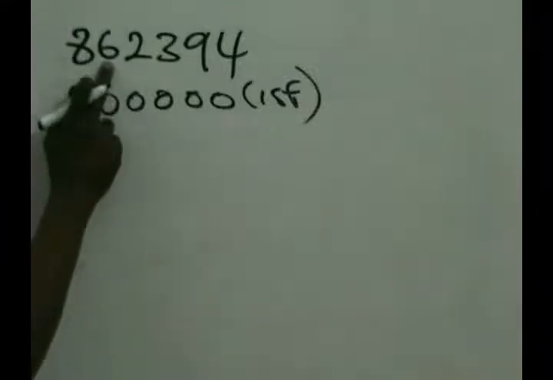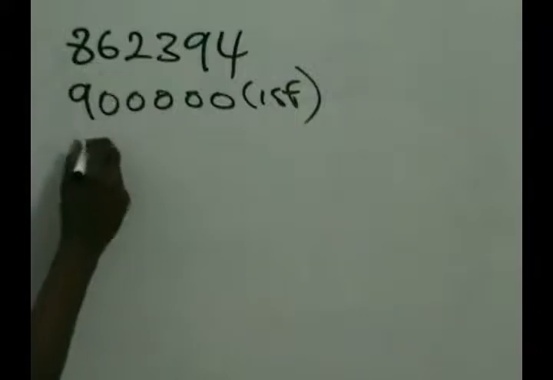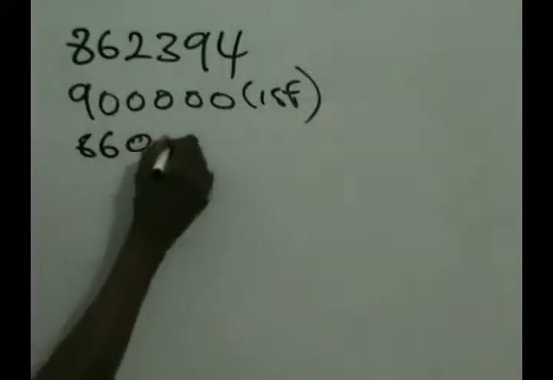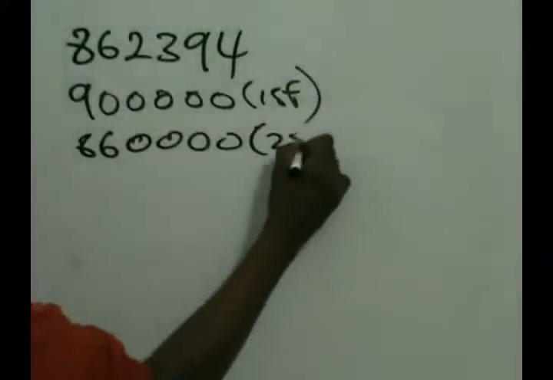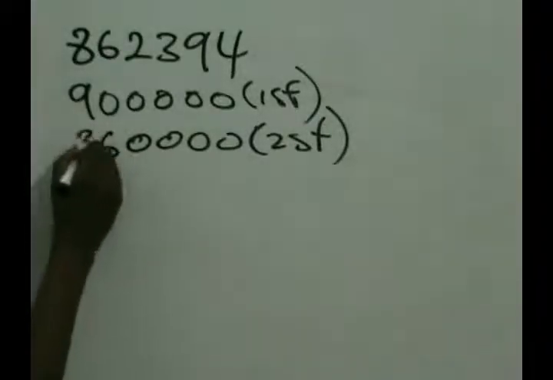2 significant figures. 1, 2. 6 is the second significant figure, followed by a 2. So the 6 will remain. So you have 860000. 2 significant figures. Change this back to 8.